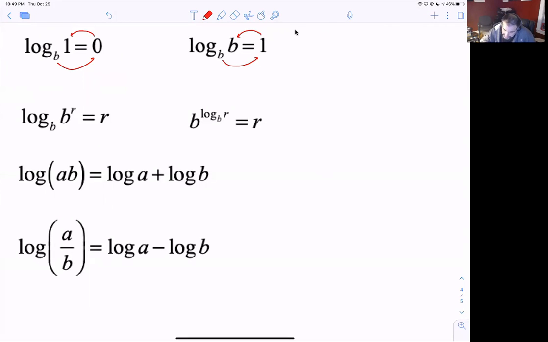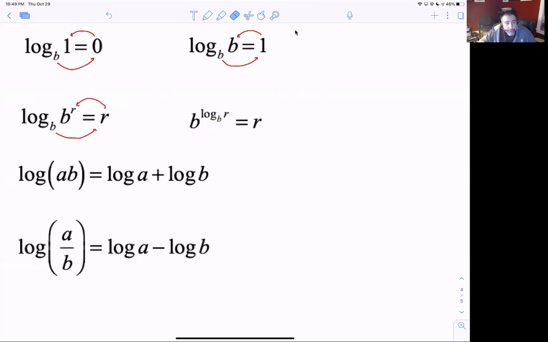Piggybacking on that is the same thing. This one, log base b of b raised to the r, is going to equal r. But again, another way of thinking about this is log base b and exponential base b just cancel and leave us with just r. All right, so all these rules are just kind of reinforcing that idea. And this last one, again, this is an inverse version. We've got a log base b right here and an exponential base b. Those will cancel and apply directly. That's going to leave us with just r.